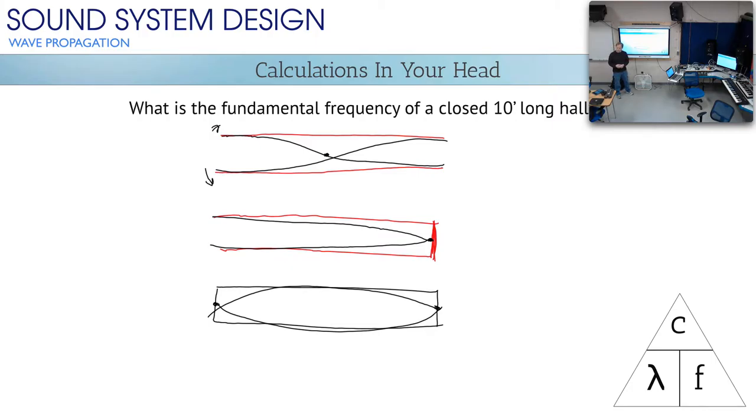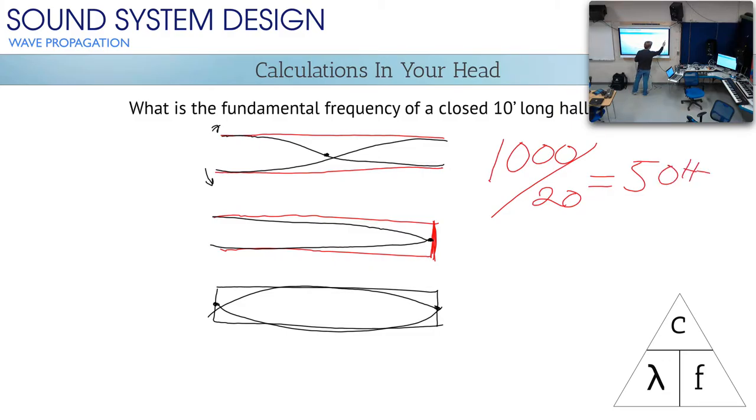So in this case, we're looking for a frequency that has a wavelength of 20 feet. So what frequency has a wavelength of 20 feet? 50 hertz. So it's 1,000 divided by 20. Jason says 50 hertz. Anybody else concur? I would concur with that. Can anyone else do that math and concur? Yes, okay, great. So closed on both ends is behaving like a speaker would closed.